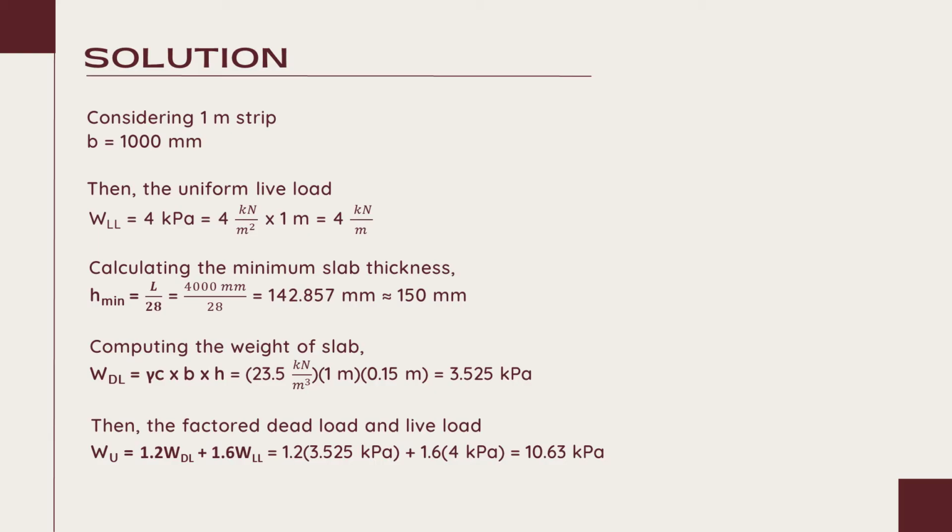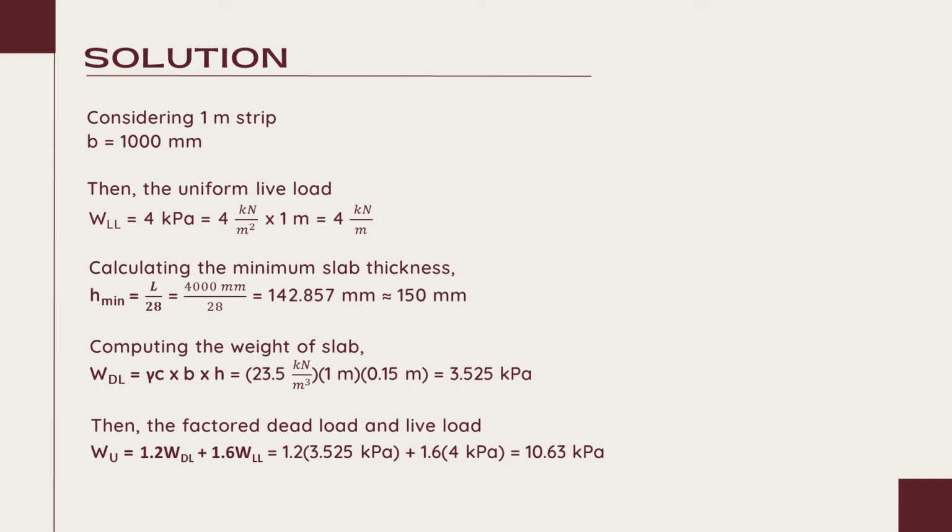First, calculate the factored load. For live load, considering 1 meter strip, the value of b is equal to 1000 millimeters. Then, converting the pressure live load into the uniformly distributed load. So, 4 kilopascal, and that is equal to 4 kilonewton per square meter, multiplied by 1 meter, since we considered 1 meter strip, and that is 4 kilonewtons per meter.